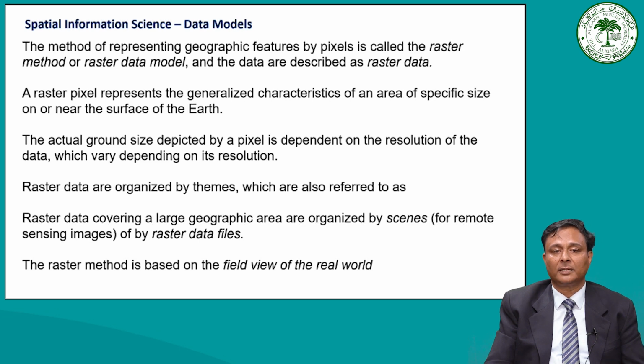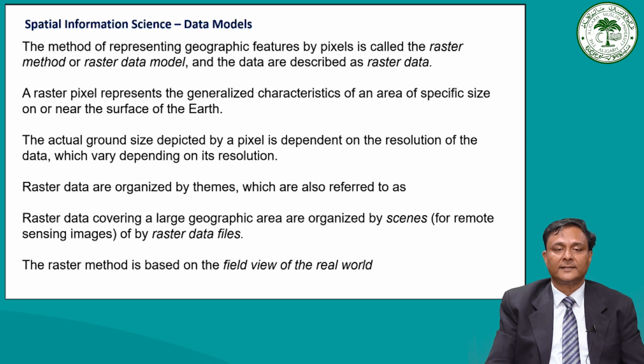maybe a square meter, or it can be several square kilometers also, because it is an area entity. So an area entity, depending on the resolution, can be small like a table or a big spatial feature like a cricket ground or the entire state boundary. Raster data are organized by themes, which are also referred to as layers.